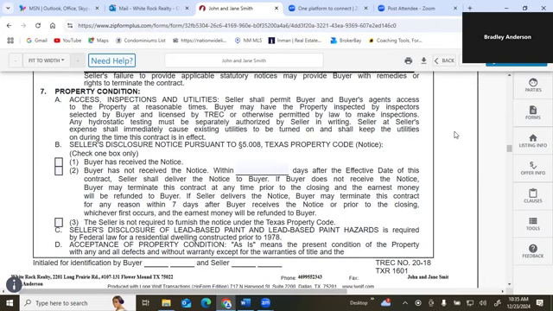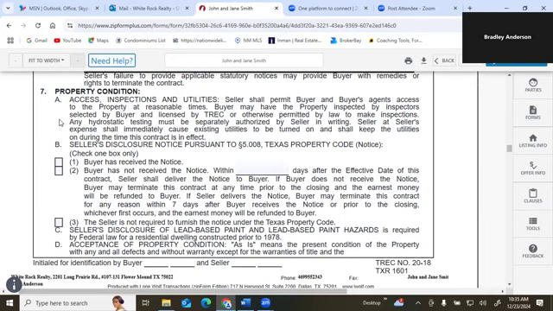Okay, so there's a couple of options here. First of all, let's just go through 7A. Access and inspection and utilities. Seller shall permit buyer and buyer's agents access to the property at reasonable times. Okay, maybe the seller doesn't think that 8 o'clock at night is a reasonable time, but they cannot deny you access. Buyer may have the property inspected by inspectors selected by the buyer and licensed by TREC or otherwise permitted by law to make inspections. Okay, so seller can't just say, well, I don't want anybody rooting around my house. Doesn't matter. You agreed to it here in this paragraph.